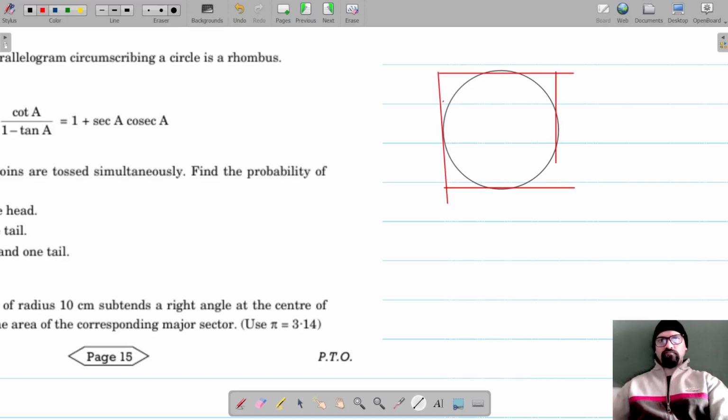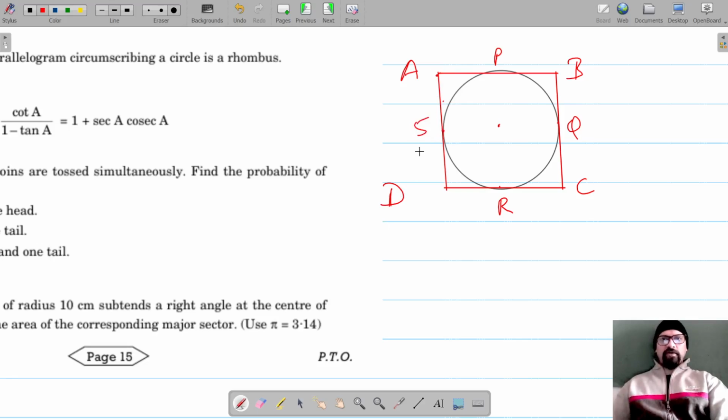So this is parallelogram ABCD circumscribing a circle, and we have to prove that it's a rhombus. Now, a parallelogram is a rhombus when all its sides are equal. So let this be the center of the circle, and let the points of contact of the sides of the parallelogram with the circle be P on side AB, Q, R, and S.